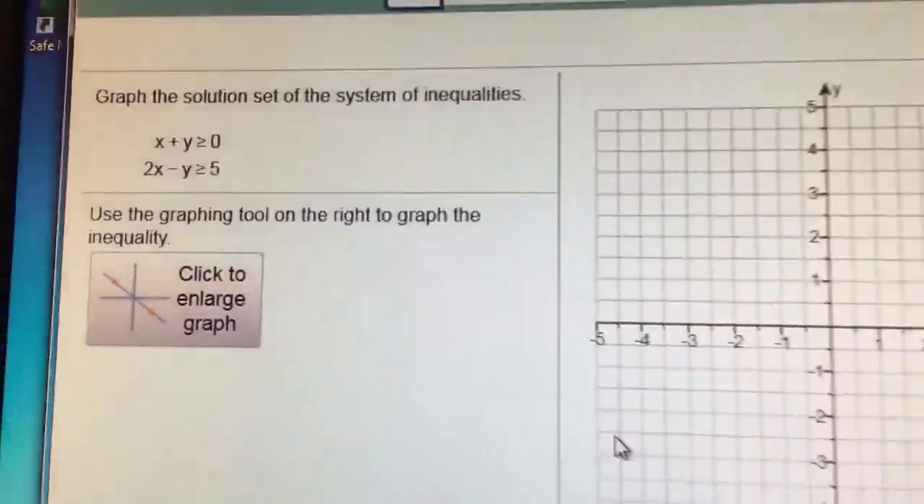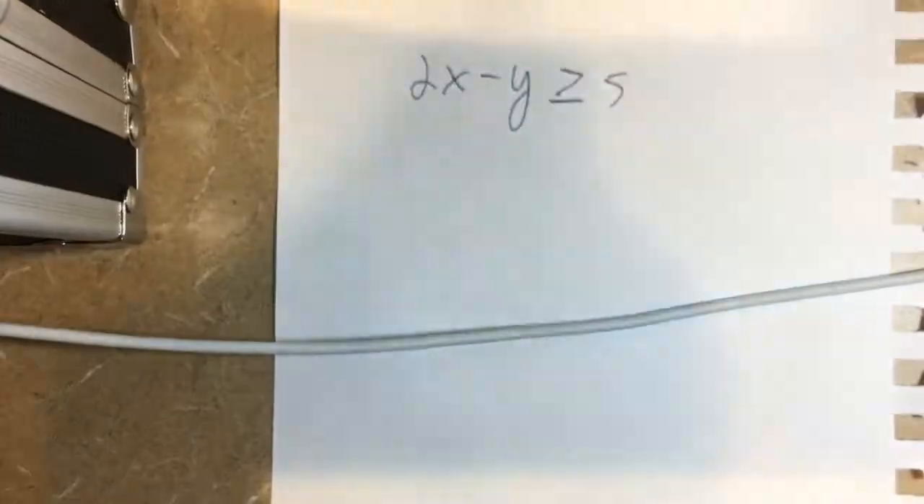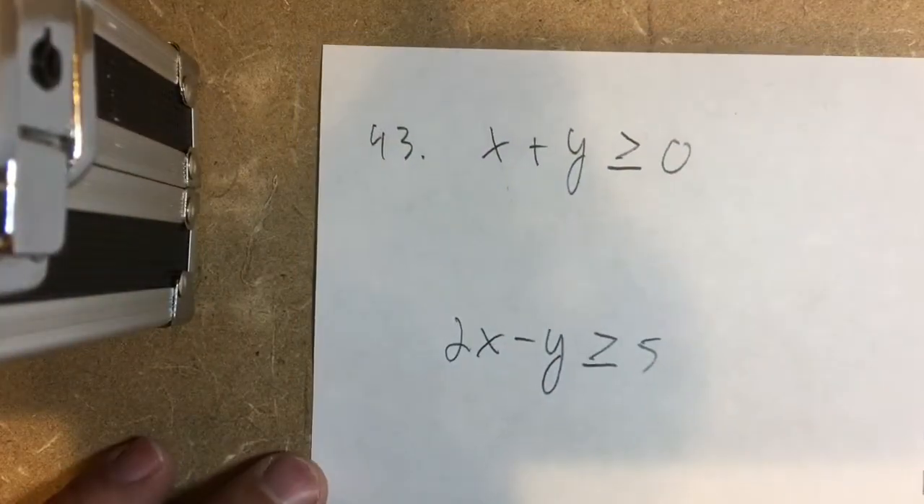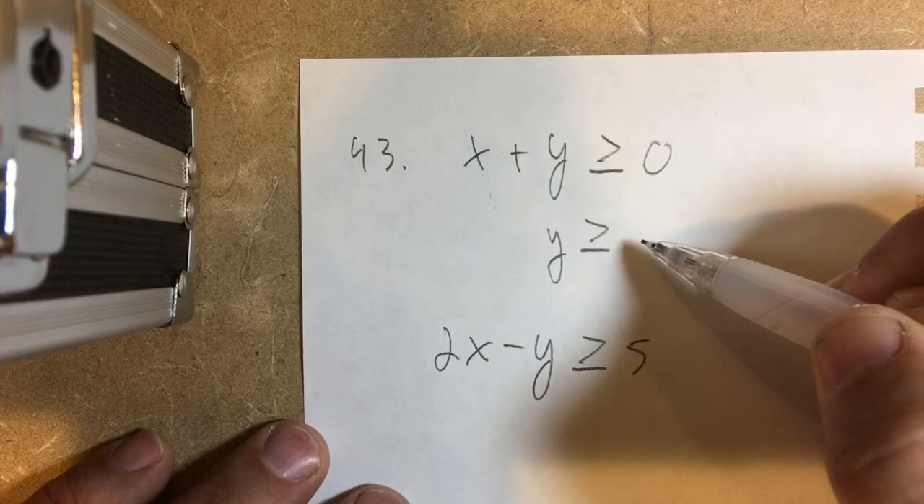And number 43 is the last one. It's a system of inequalities, and they want me to graph it. So the first thing I'm going to do is solve both of these inequalities for y, and see where that gets me. First one's kind of simple. I just subtract x from both sides. That's going to be y is greater than or equal to negative x.